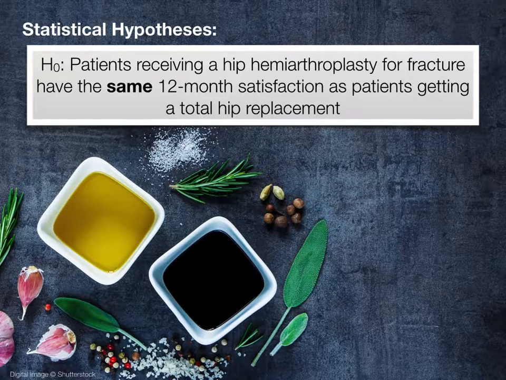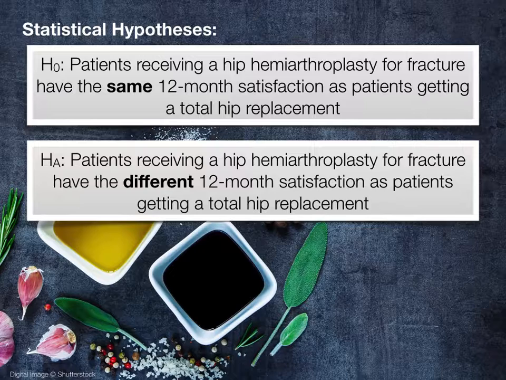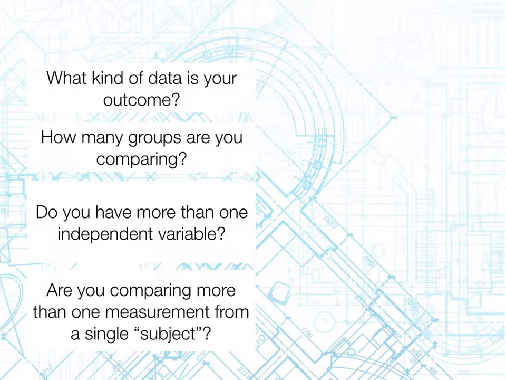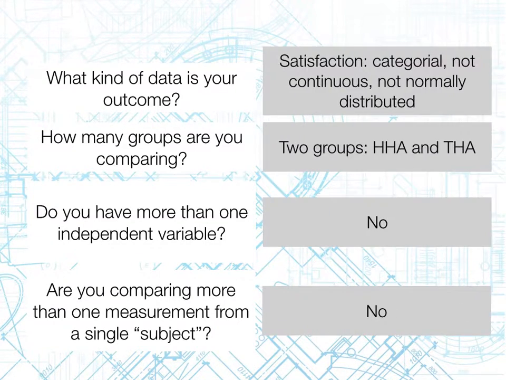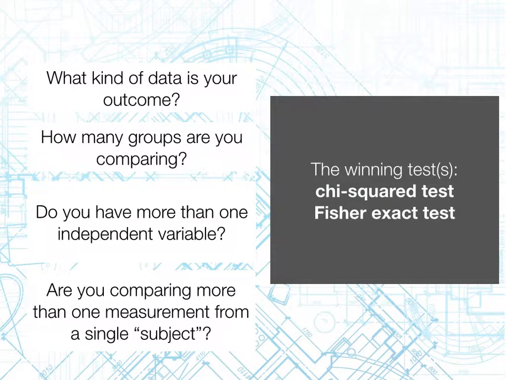One more example. Let's say you wanted to know whether satisfaction is different between patients receiving a hemiarthroplasty for hip fracture versus a total hip replacement for hip fracture at final follow-up. Our outcome is now categorical, not continuous, not numerical, and not normally distributed. There are two groups and no repeated measures. So here we have a choice: the chi-squared test or the Fisher exact test. The chi-squared test estimates the p-value, whereas the Fisher exact test calculates a p-value, well, exactly. Depending on sample size, there may be a particular advantage of one over the other, so check with your statistician.